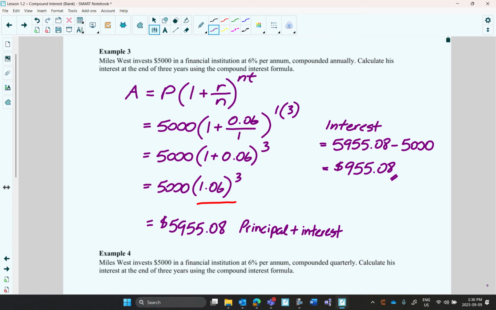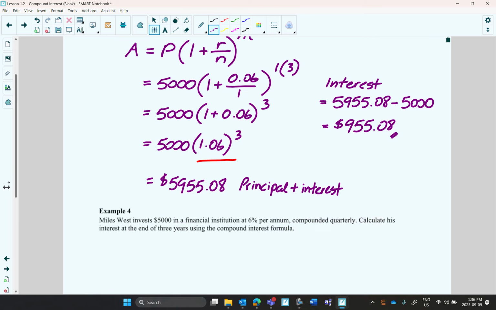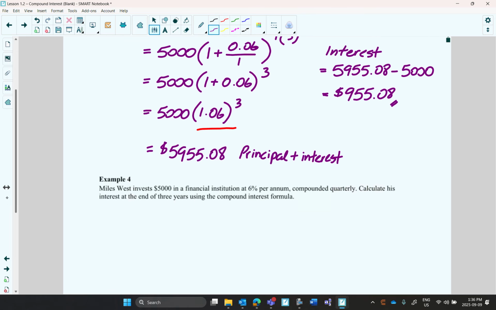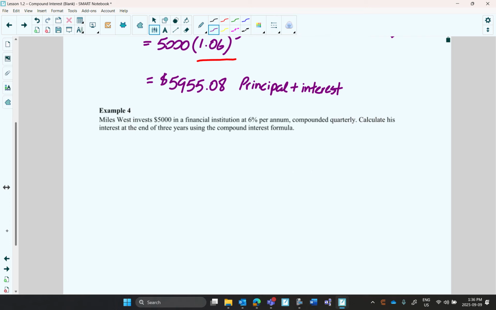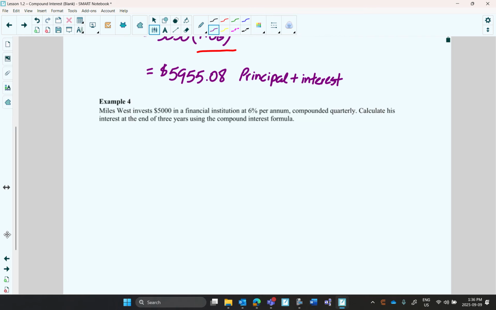Any questions? Again, it's just a matter of using the formula correctly, substituting everything in. Same situation here, except quarterly. That means N is 4, not 1. That's the only thing that's going to change in the formula. So everything else is the same.